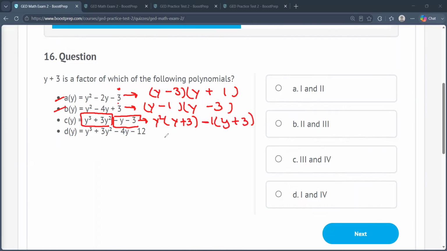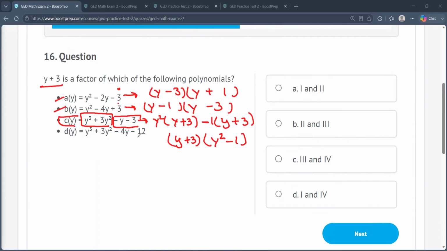Now you see a repeat, so that means it works. For grouping by factoring, you write out the repeat once and then bring down your leftover, which is y squared minus 1. We need a factor of y plus 3, so this one works. So that's Roman numeral 3.